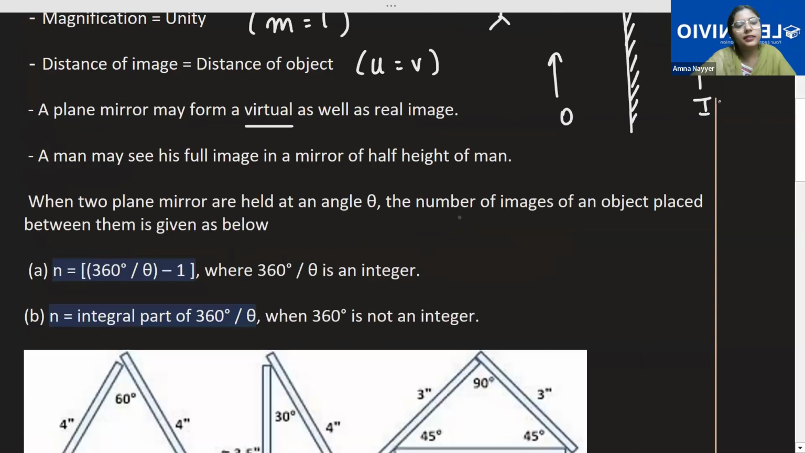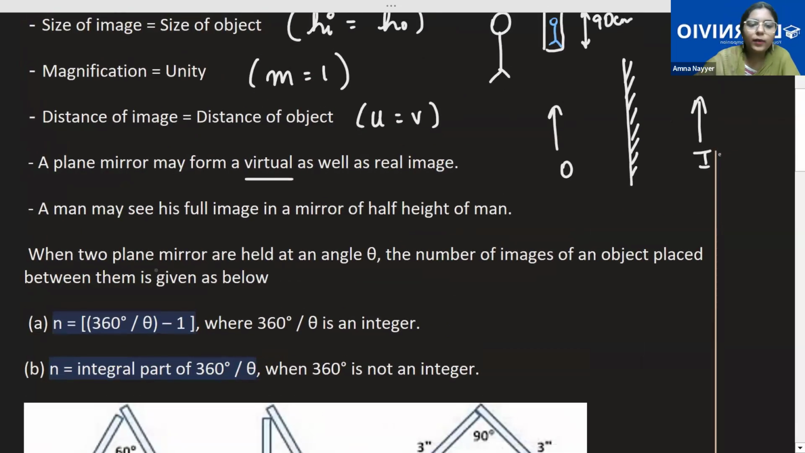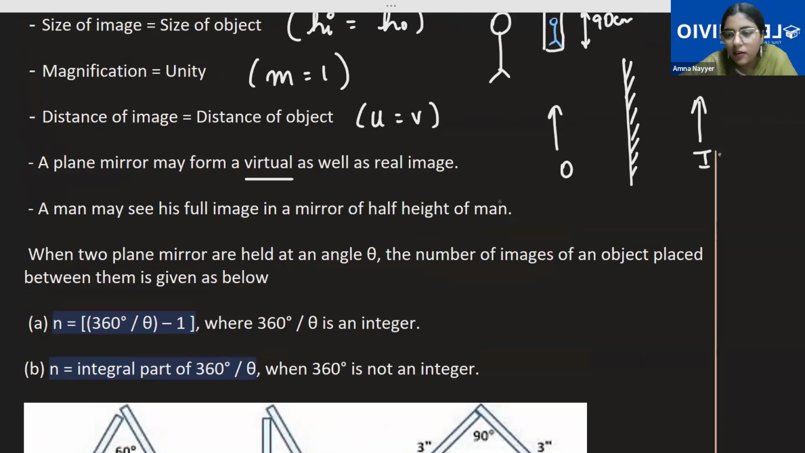See, just look at these two. When two plane mirrors are held at an angle, you must have seen in malls where you have the trial room, three mirrors are there, two mirrors are there. There are infinity mirrors also, means you are able to see image inside image like this. Have you ever seen this? Yes, ma'am.